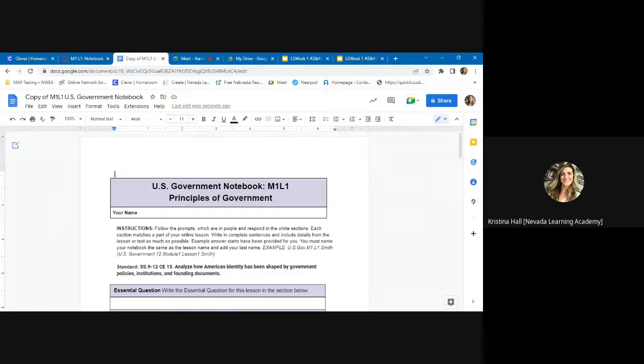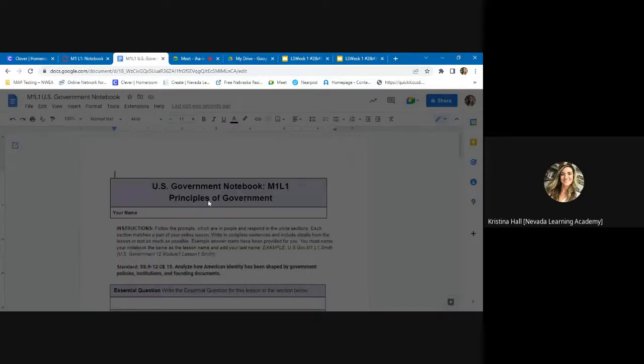So what you're going to do when you open these is you're going to want to relabel it. I would keep in the name of the notebook, but I would probably label it with my last name. So I put Hall. I would save it on my Google Drive, and then I would share it.